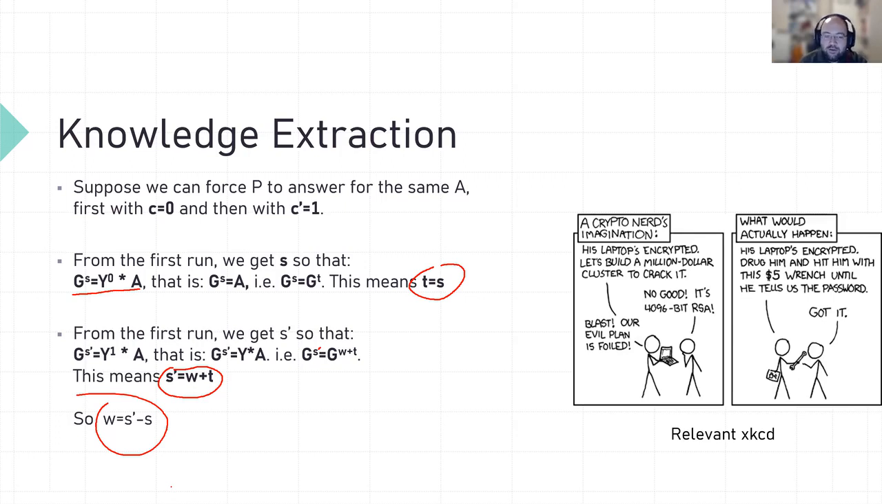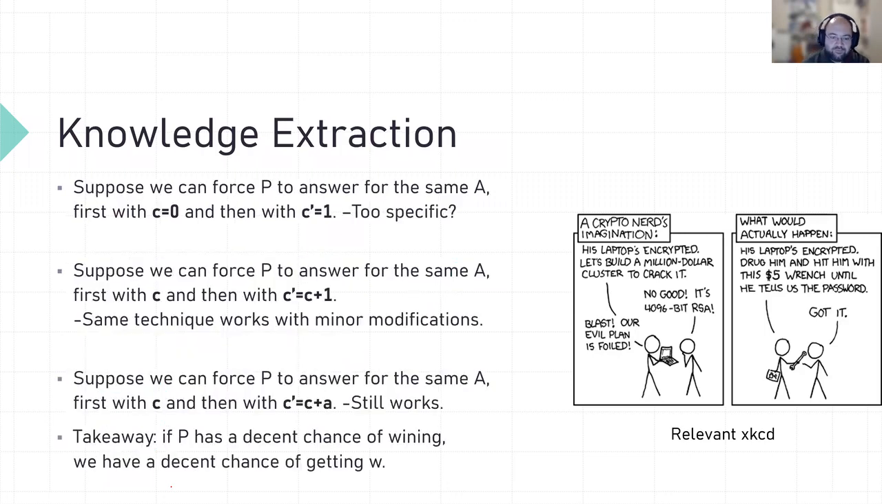So what does this mean? It means that if somebody was prepared to correctly answer for those two challenge values, then they could also get a pen and paper and find out the witness. So there can be no cheating by people who can answer those two challenges. Well, you can say this is overly specific. Maybe they can cheat by answering other challenges, right? Well, not really.